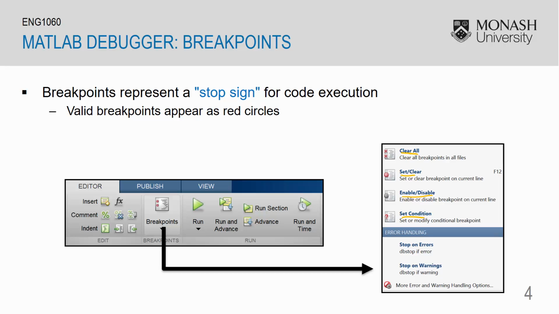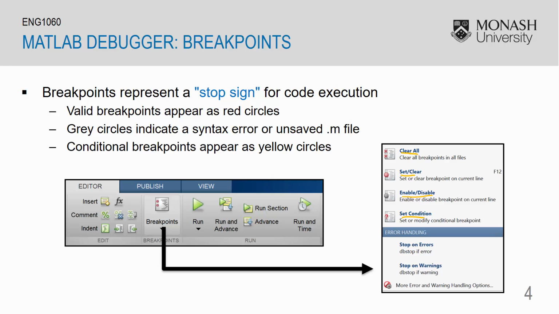Valid breakpoints will appear as a red circle in the code. Grey circles indicate that there is a syntax error or that the M file is currently unsaved. And conditional breakpoints appear as yellow circles.